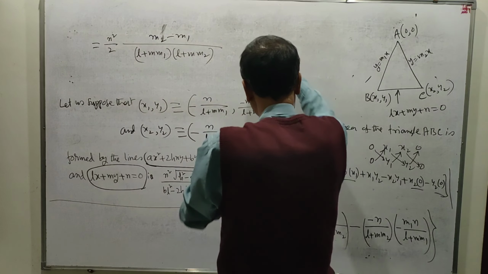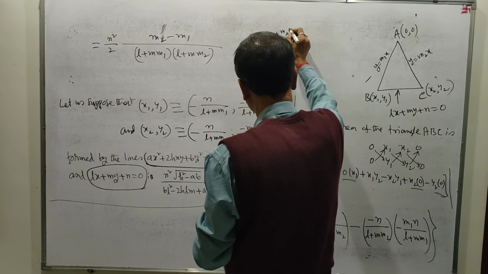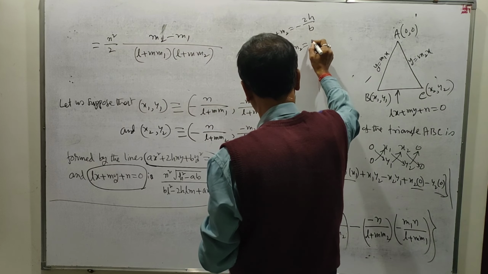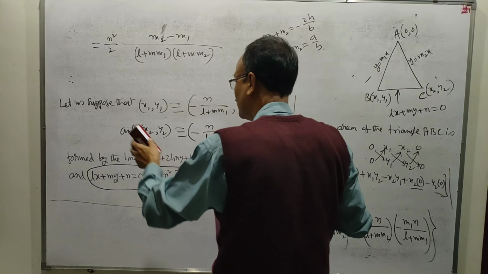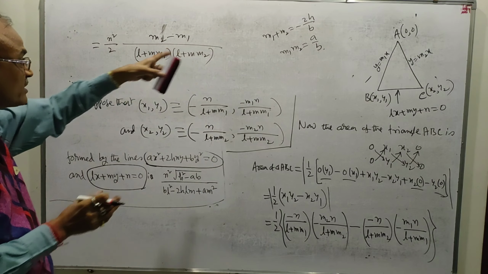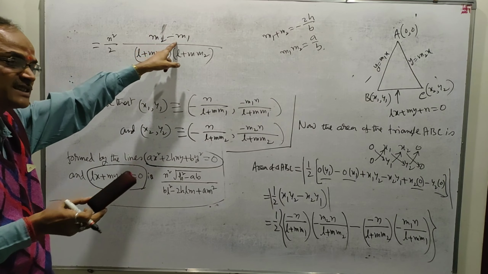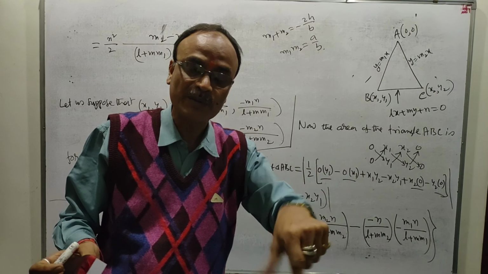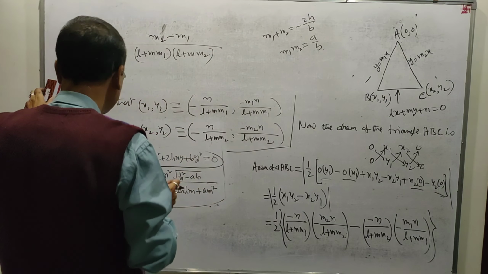You know the values of m1 plus m2. This is equal to minus twice h by b, and m1 m2 equal to a by b. You know the values of m1 plus m2, but it is m2 minus m1. m2 minus m1 can be written as root of (m1 plus m2) whole square minus 4 m1 m2. You may write like this.